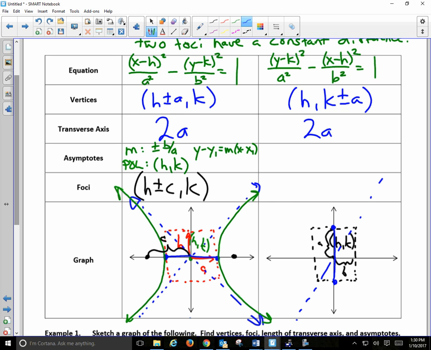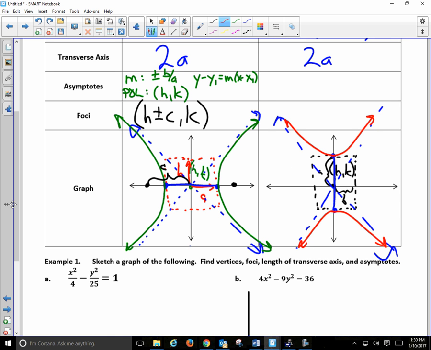I can draw my asymptotes. I'll put my hyperbola on the top and on the bottom, just like so. The asymptotes, again, you need a slope and a point on the line. The point on the line is still h, k. However, what's the slope? In this case, it's plus or minus a over b. And you're still going to use your equation for your line. The foci sit c units from the center, and that's going to change the k value. The location is h, and then k plus or minus c.